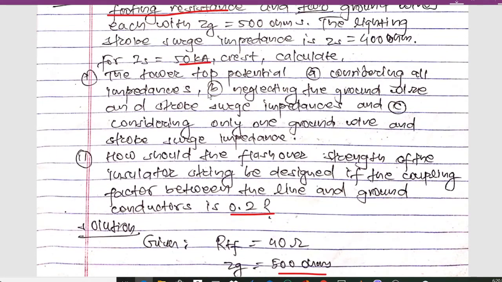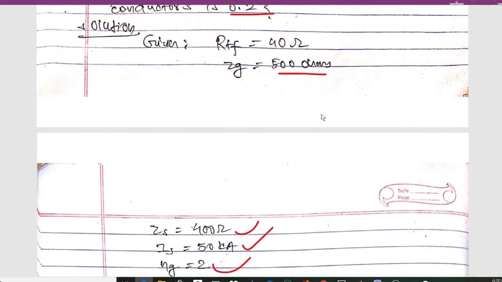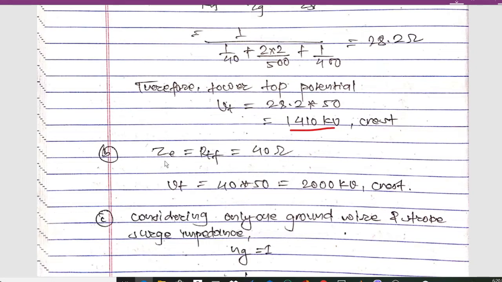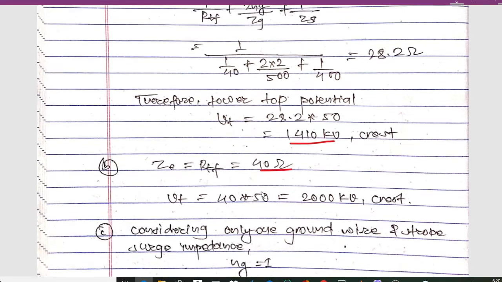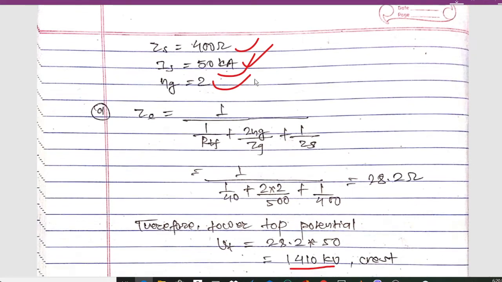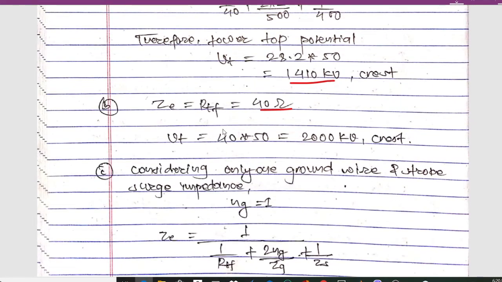In the second case, neglecting the ground wire and stroke source impedance, we directly get ZE as RTF. So it will be 40 ohms, and Vt will be 40 into 50, since we know V equals IR. In place of the impedance we have 40, and in place of I we have 50 kiloamperes. So we get the value of Vt as 2000 kilovolts crest.